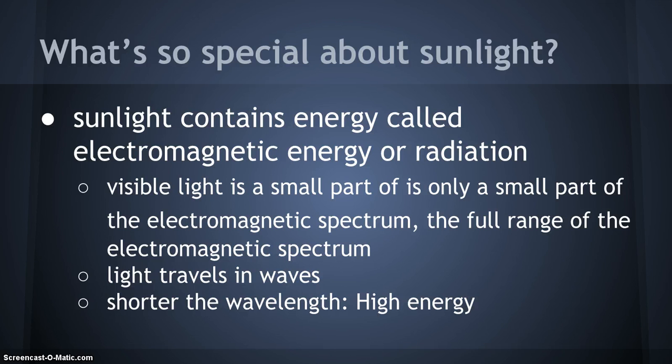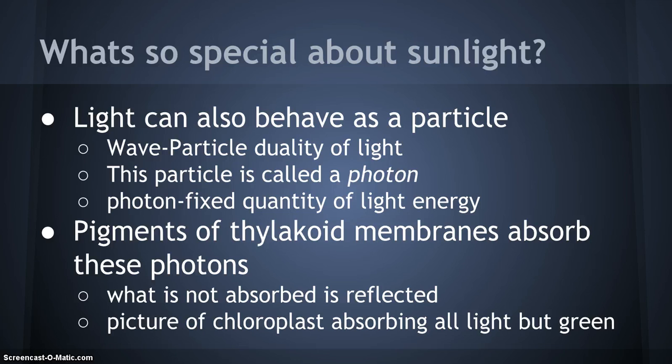Now light travels in waves. It is truly a wave. It goes up and down and up and down and up and down. And the shorter the wavelength, the higher the energy. So the more frequent we see a wave, the higher the energy. So light can also behave as a particle. This is due to the wave-particle duality of light. So when it behaves as a particle, it is called a photon, and you might have heard this term before. A photon is a fixed quantity of the light, and we measure light quantity in this.